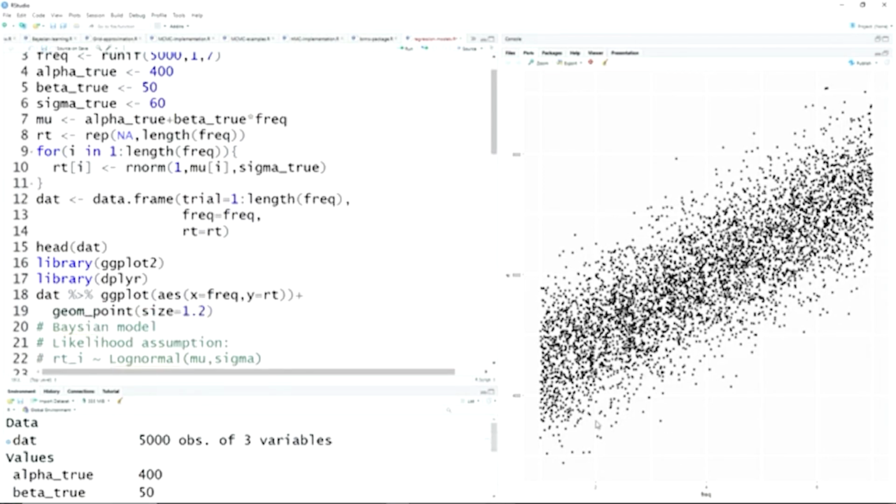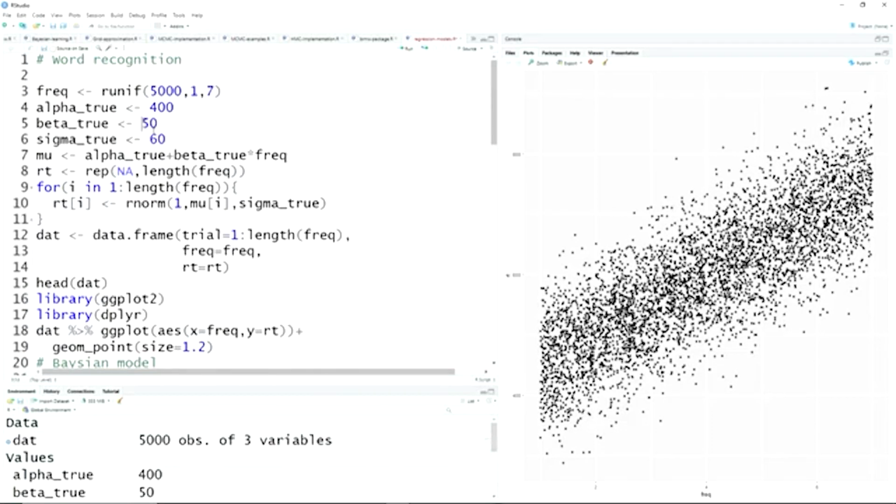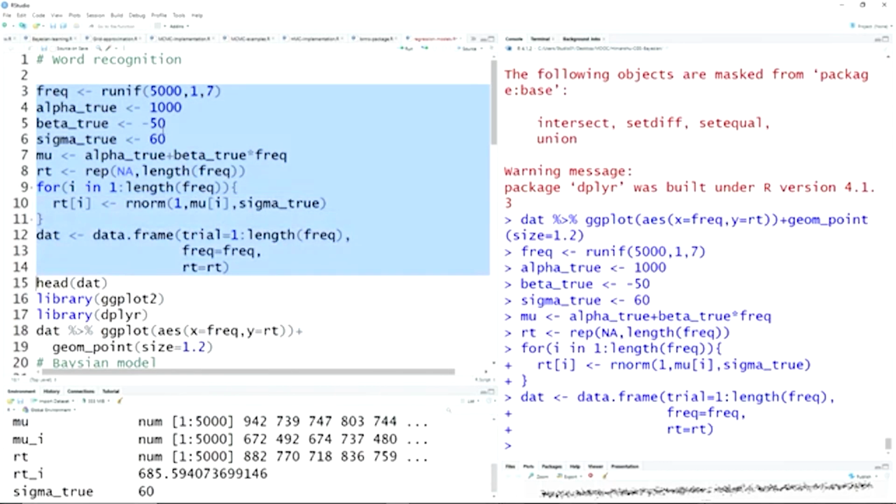So with frequency, oh, there's one mistake we made. With frequency, RT is increasing right now, but that's not how it happens in reality. So this beta true, if you make it, let's say, negative, and we increase the intercept to, let's say, 1000 milliseconds or so, now this will look correct.